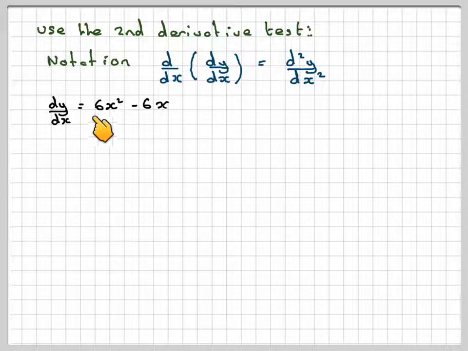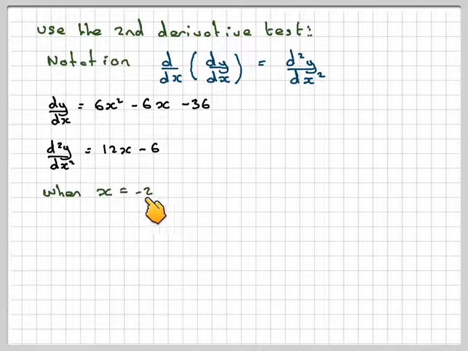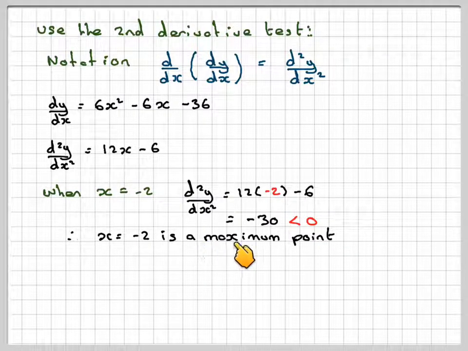So if we had dy by dx equal to 6x squared minus 6x minus 36, if we differentiate again, we just do the same thing. 2 times 6 is 12x. Differentiate minus 6x, you get minus 6. Differentiate minus 36, the constant, you get nothing, so we're not going to write that in. Now when x is equal to -2, we put that in there. The second derivative will be 12 times -2 minus 6, which is minus 30, like I told you. So this is negative, and we have dy by dx equal to 0. Therefore we can say automatically that x equal to -2 is a maximum point.